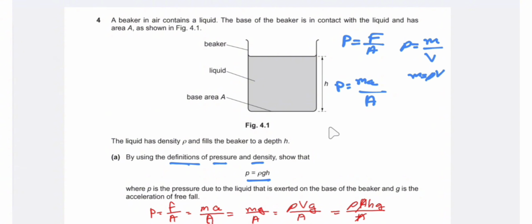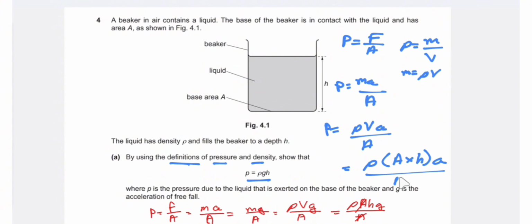That is from this equation. Mass is equal to density times volume, m = ρV. So pressure is equal to ρV times acceleration, divided by area. And what is V? Volume is equal to area times length. So volume is equal to the cross-sectional area, or the base area, times the length h, so into h, and then g is the acceleration, divided by A.